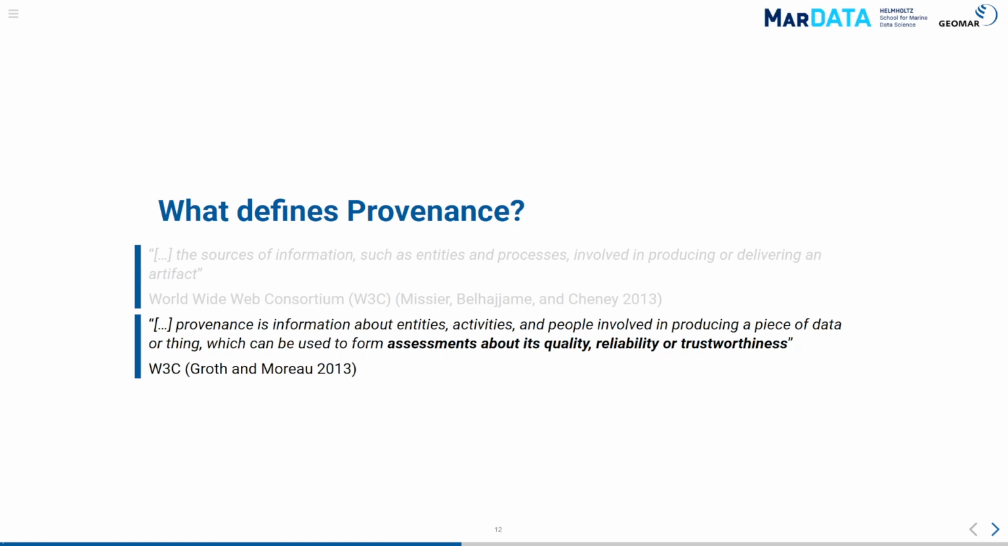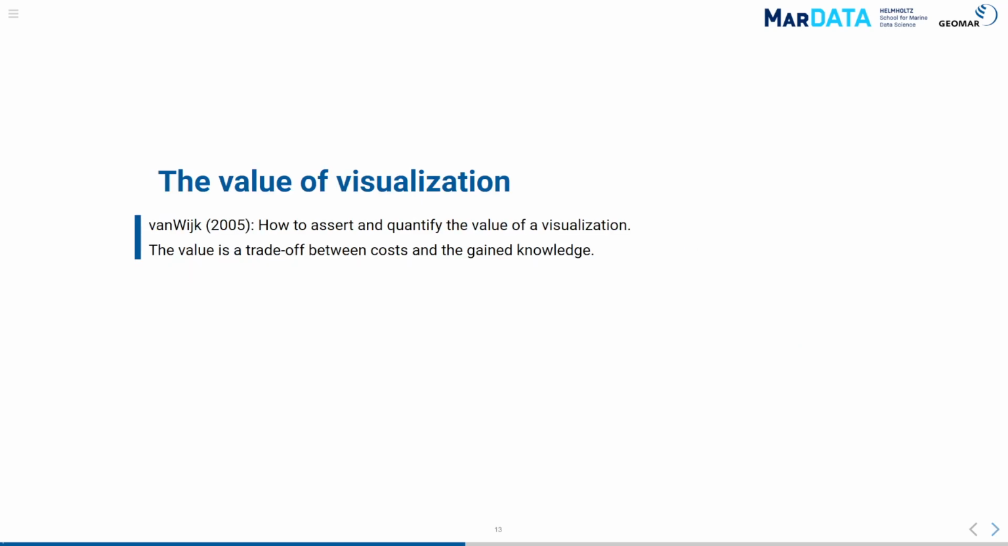For this, let's take another quick step back and take a look at how to possibly assess the value of a visualization. In 2005, Van Wyk proposed a model on how to assert and quantify the value of a visualization. The model considers the costs of creating a visualization and the costs of making sense of it. These costs are then compared to the gained insight and increase in knowledge. But you need to somehow be able to prove that the visualization gives insight. And this is where provenance information comes into play.